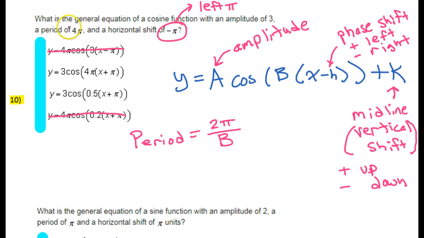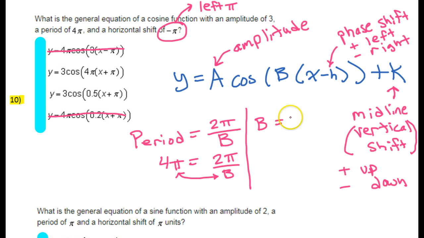So since the period is supposed to be 4 pi, that means that 4 pi should equal 2 pi over the B value. So we can solve this and find what B is. When you have a variable in the denominator, the quickest way to solve it is to simply swap these. If I trade places with these two things, then the B value is going to end up in the front, and then I will have 2 pi over 4 pi. You swap these.